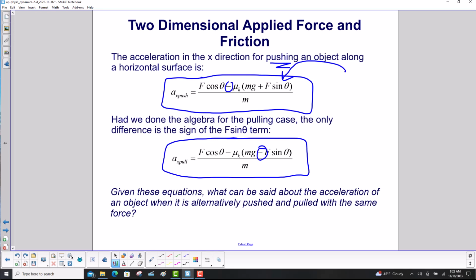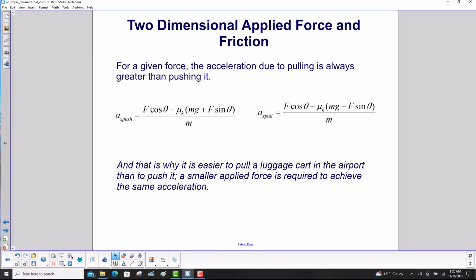So given these equations, what can be said about the acceleration of an object when it is alternatively pushed and pulled with the same applied force? Here's our two equations. This is for pushing, and this is for pulling. First term is the same in both. Second term is different, right?